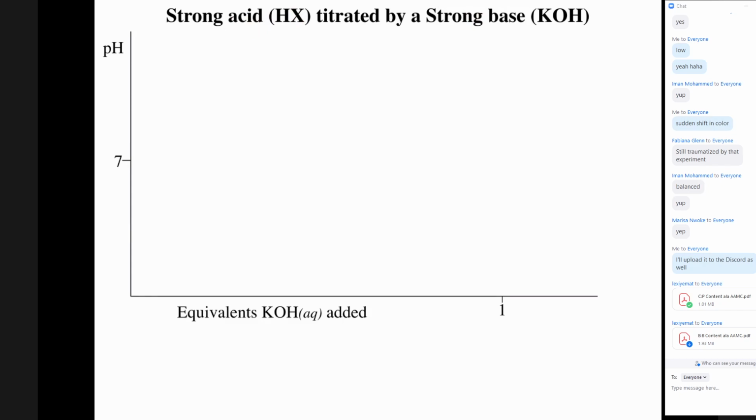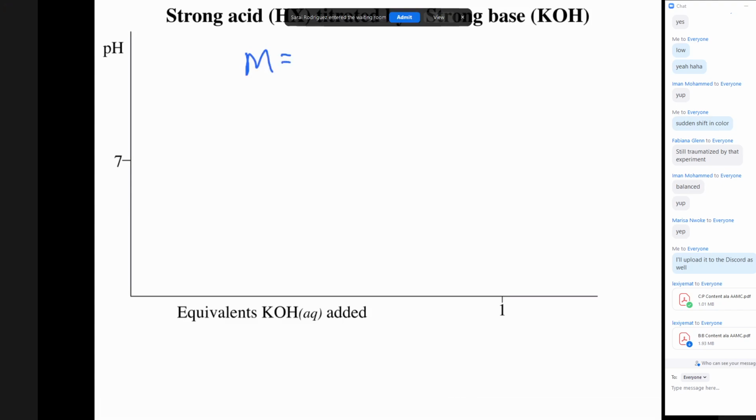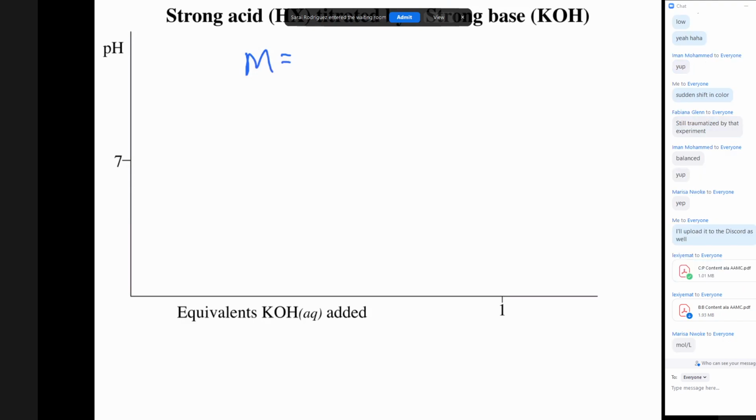And I just need a quick review. I've already forgotten. What are the units of molarity? Sorry, I'm trying to find the move or add button here, but I'm struggling.